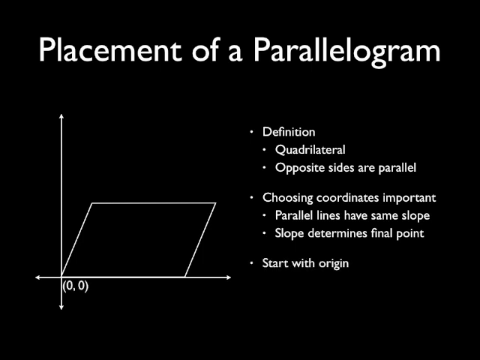So obviously we'll start with the origin. We're going to use the x-axis. And now this is where things start getting interesting. In the upper left, that point has no relationship to the two points down below, so we can use the coordinates b, y.